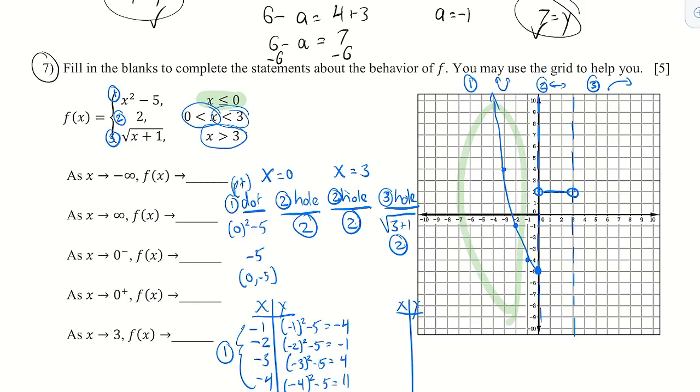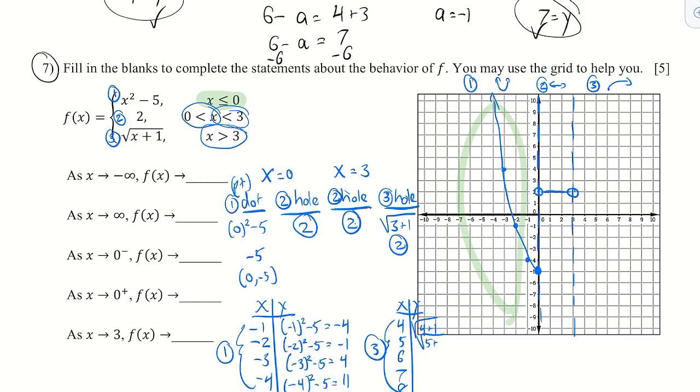I'm going to choose another set of values, ones on the right-hand side of that 3. So I'm going to choose 4, 5, 6, 7, and 8. And this time I'm going to be using equation number 3. So I'm going to say square root of 4 plus 1. Well, that doesn't give me anything nice. That gives me square root of 5.